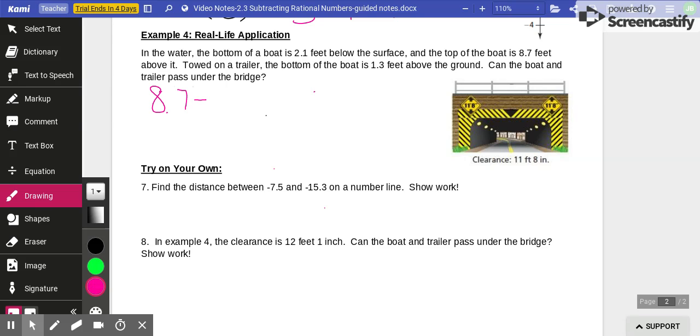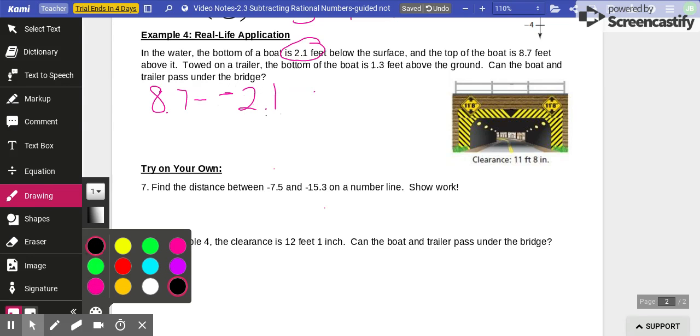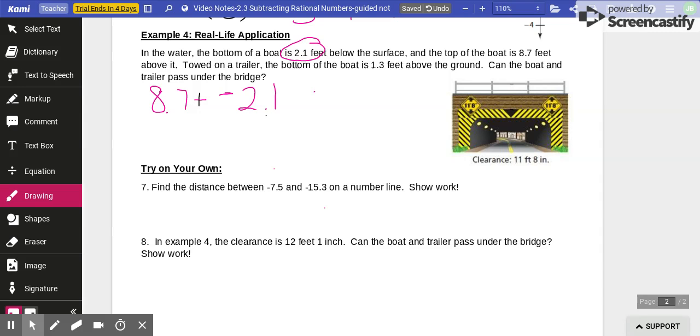minus, we're trying to find the difference between the two. And it says the bottom of the boat is 2.1 feet below. So that's below the surface. So that's underwater. So that's in the negative range. Here, we now are able to do our keep, change, change. So I keep my 8 7 tenths the same. I change my sign from subtraction to addition, and I change my negative into a positive. I'm going to line up my decimal point because I have the same sign. So I'm going to add them together. So 7 plus 1 is 8. 8 plus 2 is 10. So I have 10.8 feet altogether of a boat that stands from the bottom to the top.